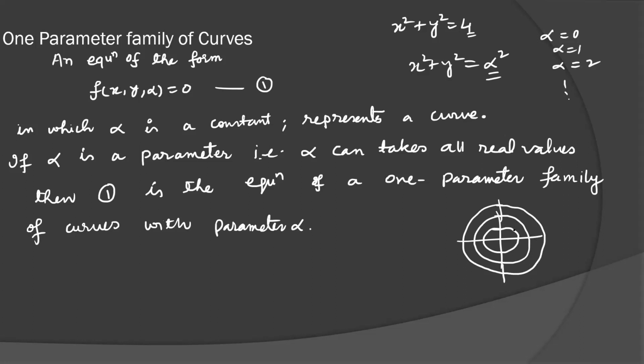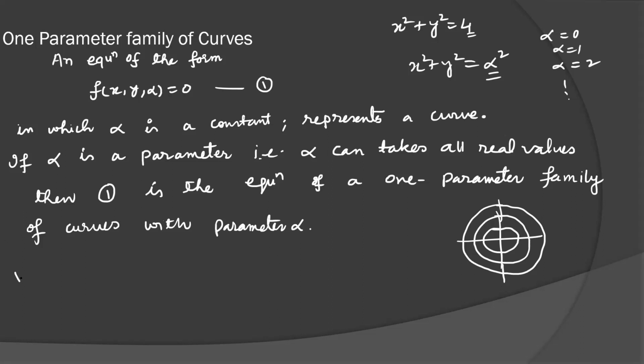For any particular value of alpha, you will get a constant. For a particular value, suppose alpha equal to 2, you will get x square plus y square equal to 4. This is the equation of a curve, or you can say the equation of a circle. But for arbitrary values of alpha, when you are free to change the value of alpha, it will represent a one parameter family of curves.